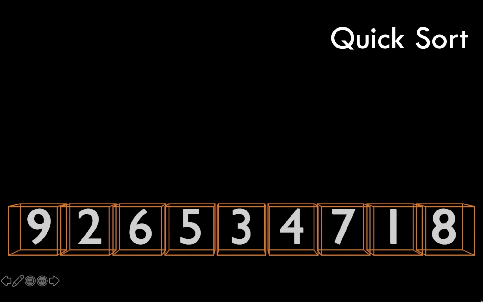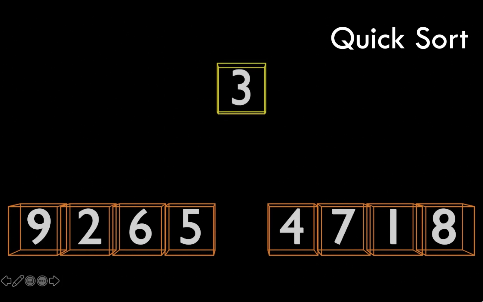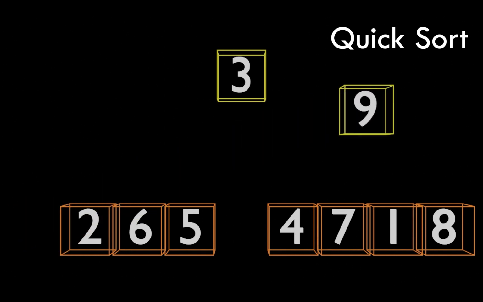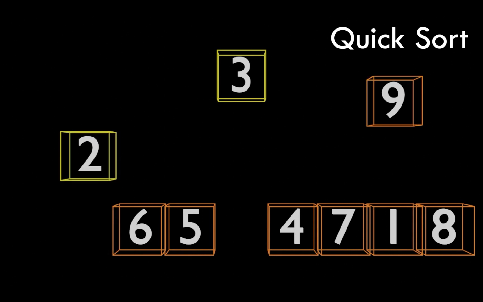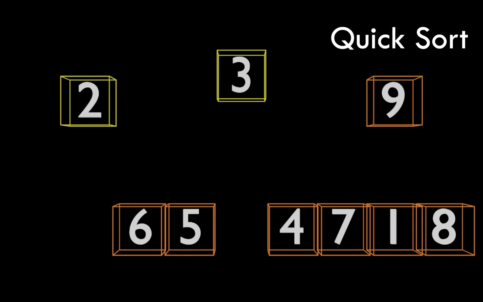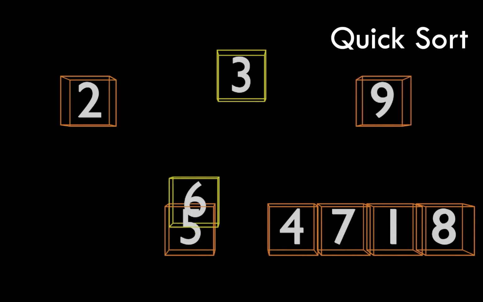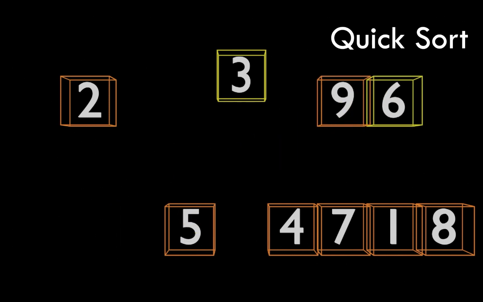Okay, so let's have a look at the algorithm in action. The first step is to pick the pivot point, and in this case we're going to pick the number 3 because it's the middle number. Then we compare every element to it, so we start with 9. 9 is greater than 3, so we place that on the right hand side of 3. 2 is less than 3, so we place it on the left hand side. 6 on the right hand side. 5 also right hand side.